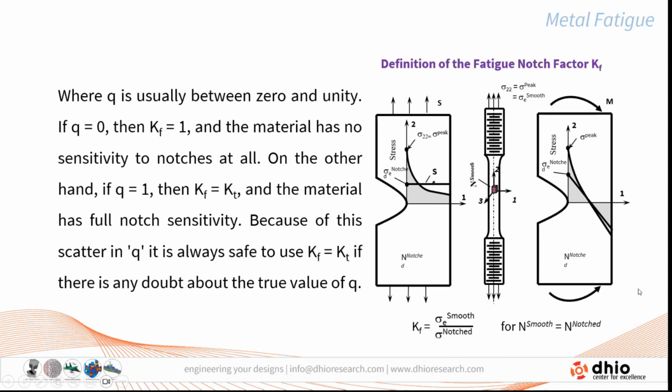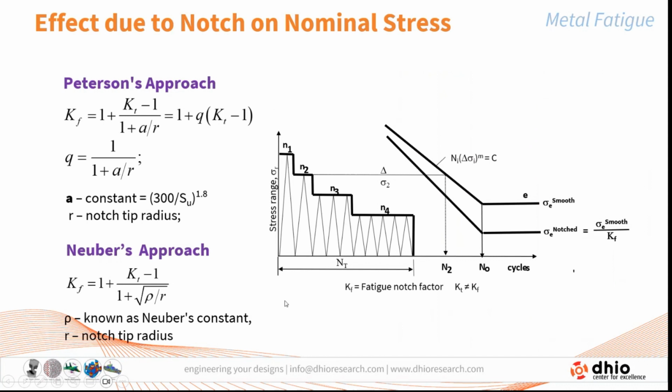And one can see that the notch factor Kf is the ratio of the stress induced for a smooth specimen to that of the notch specimen. Based on that, one can determine the value of the fatigue stress factor. And we have empirical relations which have been derived. So this relationship was considered, and one can get the fatigue concentration factor Kf.